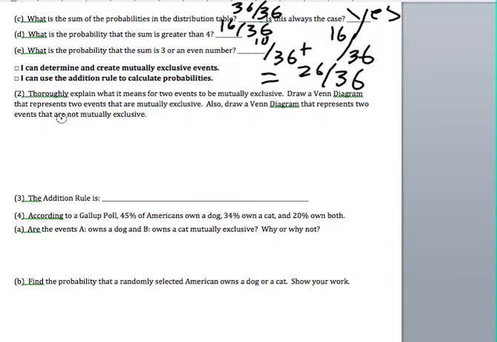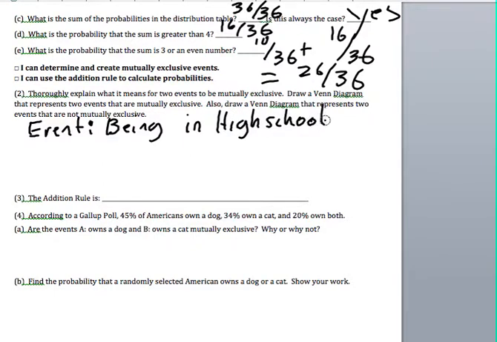I like question 2. We have to thoroughly explain what it means for two events to be mutually exclusive. Draw a Venn diagram to represent two events that are mutually exclusive. So I'm going to pick something that's mutually exclusive. Event A, we're going to call event A being in high school. Event B, sorry, that's event A. Event B, we're going to call event B being in middle school.